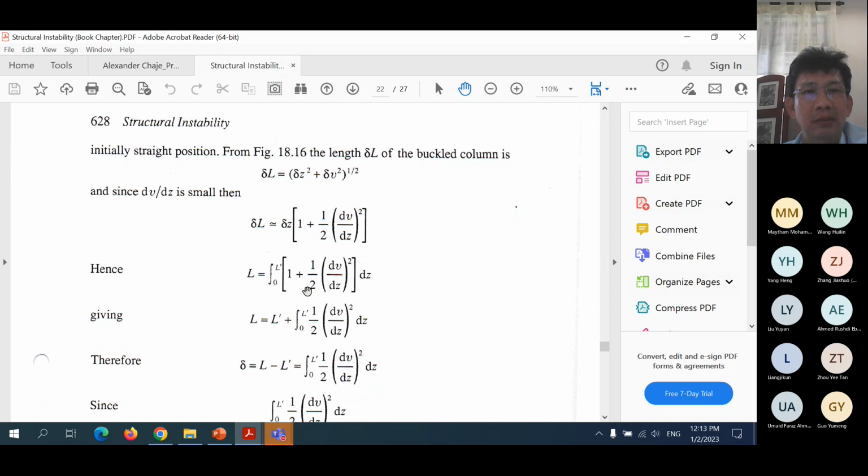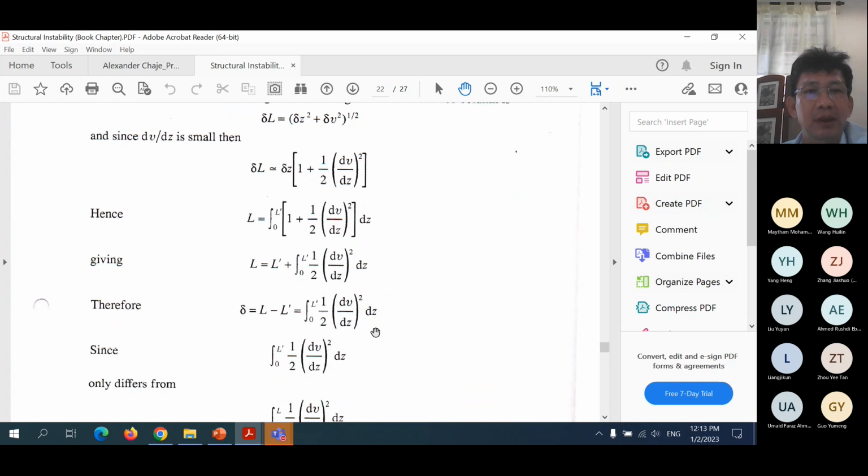So this one, we can rewrite. This is 0 to L prime, there's a 1 here, so we can rewrite this into L prime plus the integration from 0 to L prime of half (dv/dz) squared. So the delta that we are interested to know is therefore given by these equations. And this multiplied with P, with a negative in front, gives us the potential energy of the axial force.